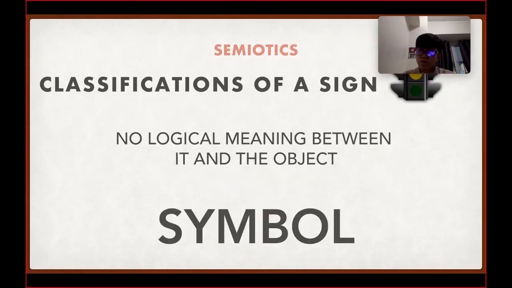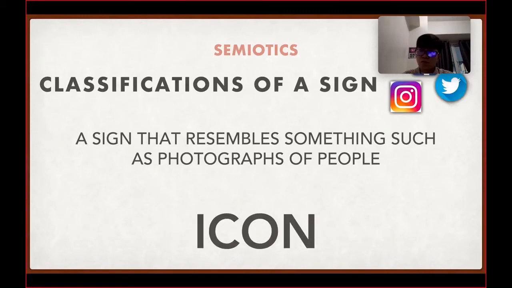Symbol is there's no logical meaning between it and the object. Ito yung example nila dito, the stoplight. Sa stoplight, these are colors, the red, orange, and green. They're supposed to be just colors, but here sa society natin, when we see these colors, especially sa stoplight, it gives us shared meaning. Na ang red, meaning is stop, orange is ready, and green is go. Then next is yung icon. Icon is a sign that resembles something such as a photograph of people. Another example is yung icons natin such as sa Facebook, Instagram, sa Twitter.